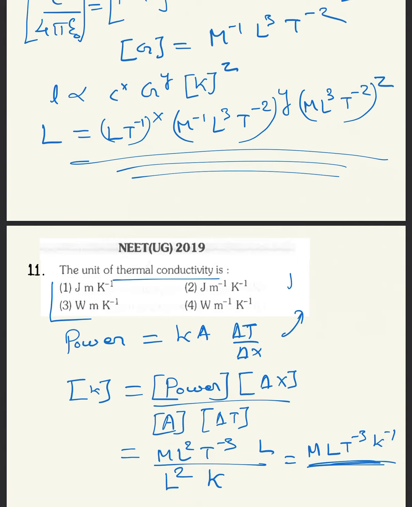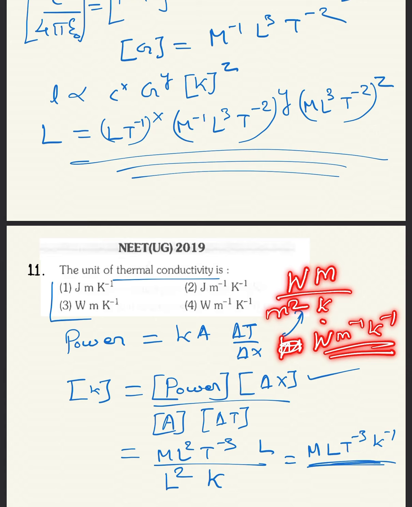So power is, I'm just using this here. Just put in this equation their units. So I will write watt into meter. I'm writing SI unit, meter divide by meter square, and here I will get Kelvin. So we can say we got watt meter minus 1 Kelvin minus 1. So this is going to be the answer. So watt meter minus 1 Kelvin minus 1 is answer 4.